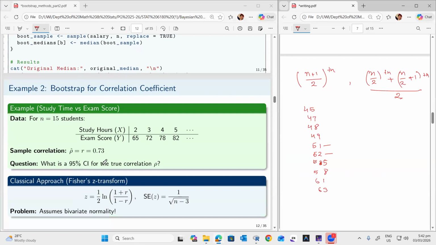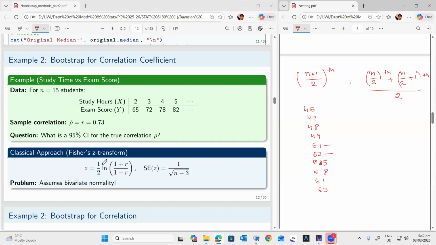Now we talk about the correlation coefficient. In that example, we have 15 students and we have the data of number of study hours in X, how many hours they are studying, and the exam scores we are storing in Y, that is 65, 72, 78, and so on. And the sample correlation that we find out was 0.73. After that, the question that arises here is, what is the 95% confidence interval of the true correlation coefficient?